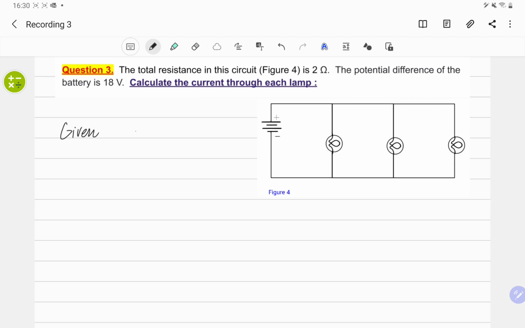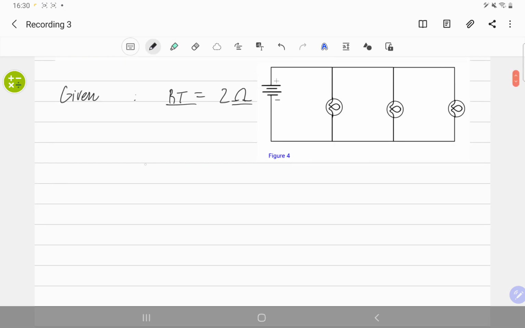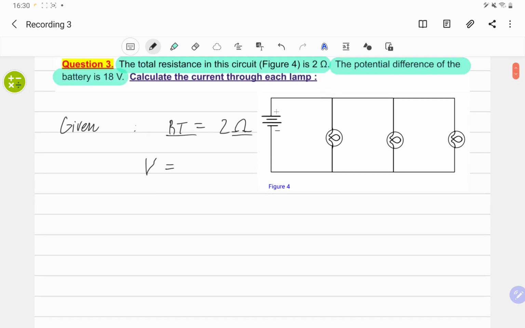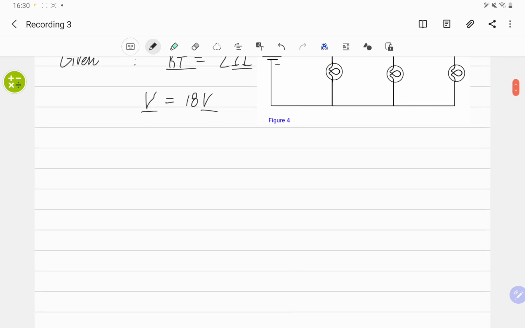The given to us in this equation is, first of all, as you can see from this sentence, the total resistance. And the total resistance here is 2 ohms. This is the symbol for total resistance. And this symbol is called the omega. It's the unit of measurement for resistance. We're also given the voltage of the entire circuit. It says here the potential difference of the battery is 18 volts. So the voltage equals 18 volts. The V here stands for voltage, while the V here stands for volts. Volts is a unit for voltage.